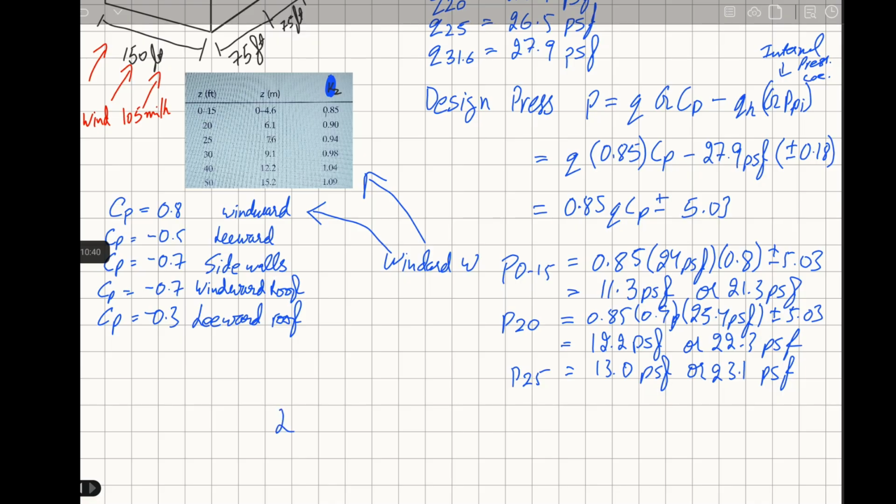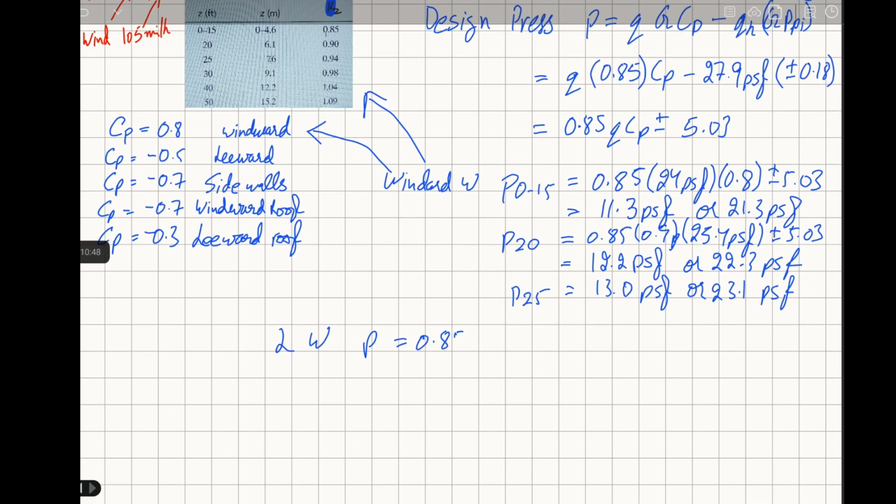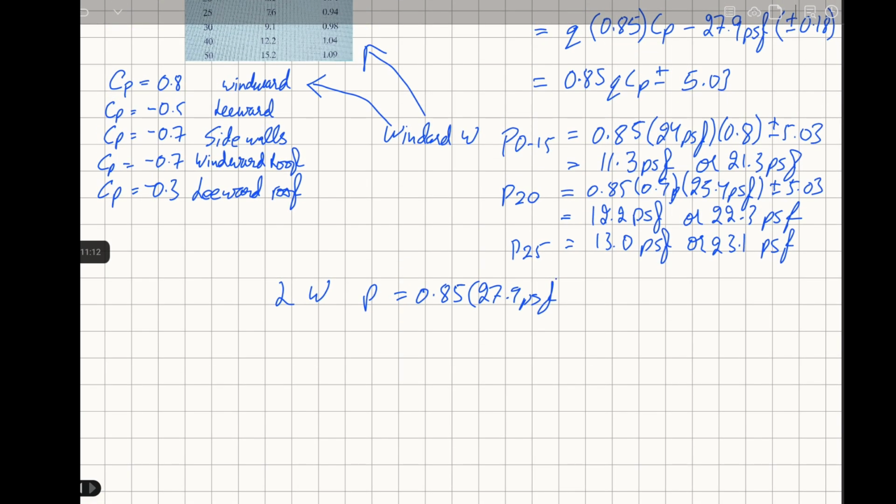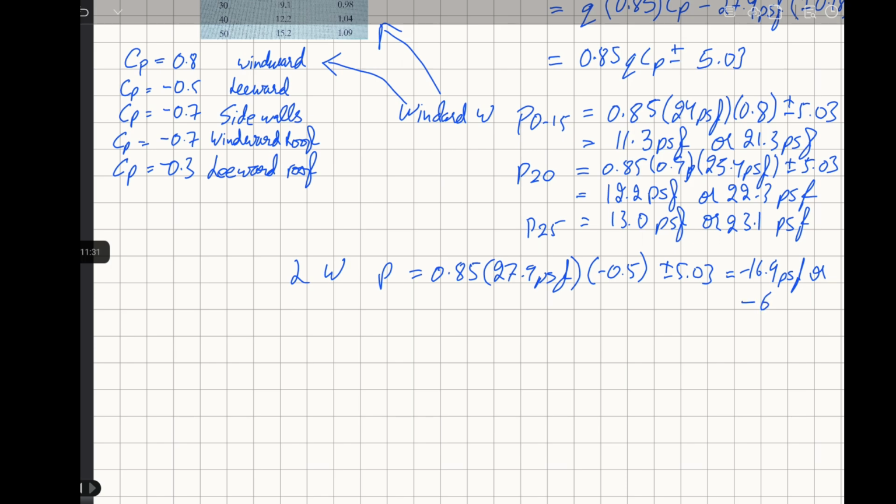And now for the leeward wall, our pressure will be 0.85 times the velocity pressure. Oh, my bad. Sorry. So now it will be the velocity pressure that was 27.9 pounds per square foot, times our external pressure coefficient, which is negative 0.5, plus or minus 5.03. Solving this equation, we get negative 16.9 pounds per square foot, or 6.84 pounds per square foot.